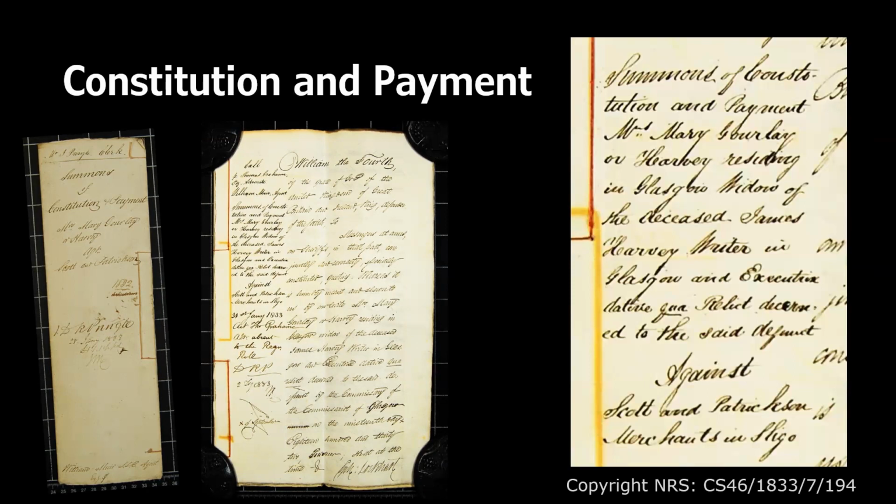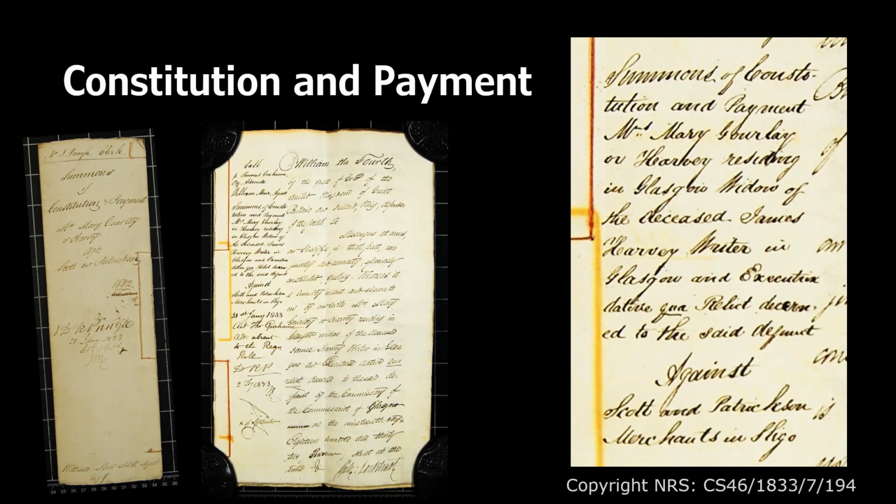So here we see a summons of constitution and payment. Mrs. Mary Gourley or Harvey, residing in Glasgow, widow of the deceased David Harvey, writer in Glasgow. And it's against Scott and Patrickson, merchants in Sligo. So we've already learned quite a lot.